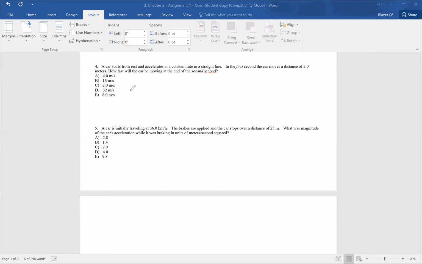A car starts from rest. My initial speed is 0. Accelerates at a constant rate in a straight line. The constant rate simply means that whatever that rate is, it remains the same. In the first second, so my time now is 1 second, the car moves a distance of 2 meters. So my distance is 2 meters. How fast will the car be moving at the end of the second second?